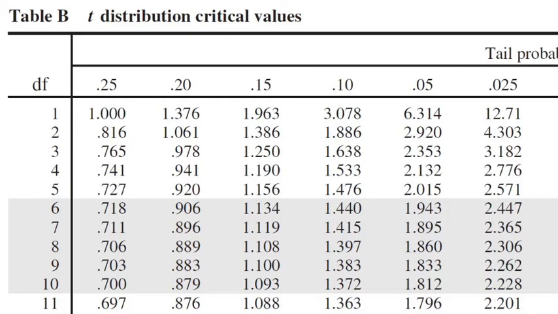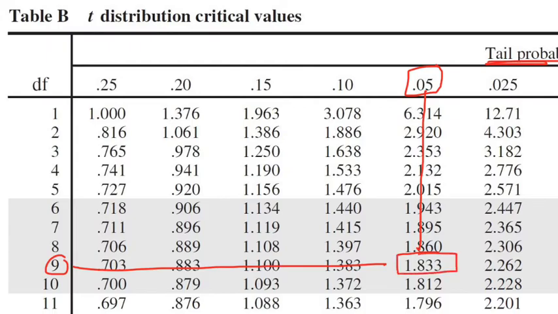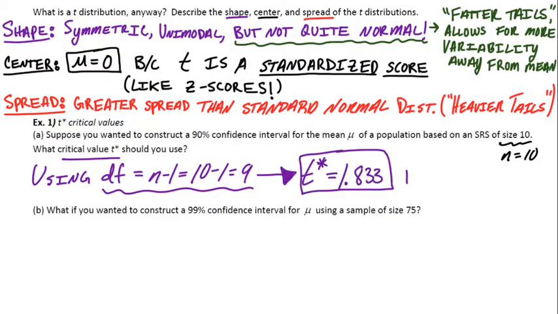So for our example, we're using 9 degrees of freedom. So I'm going to find 9 under degrees of freedom, and we're at 90% for our confidence level. So our tail probability in this case, if 90% is in the middle of the curve, that means we've got 5% in each tail. So I'm going to see where this aligns. 5% and 9 degrees of freedom. Looks like we're at 1.833 for our t-star value. So our answer, t-star, is 1.833, which we got from the table.